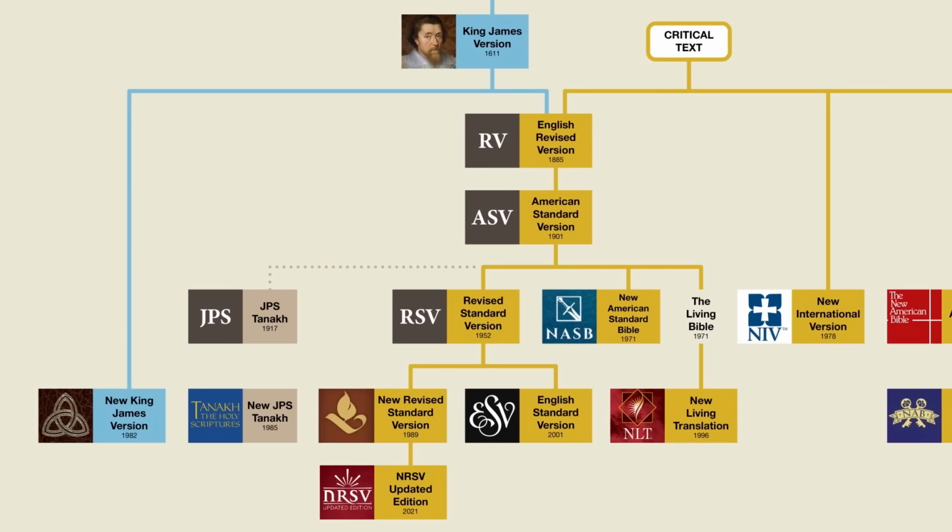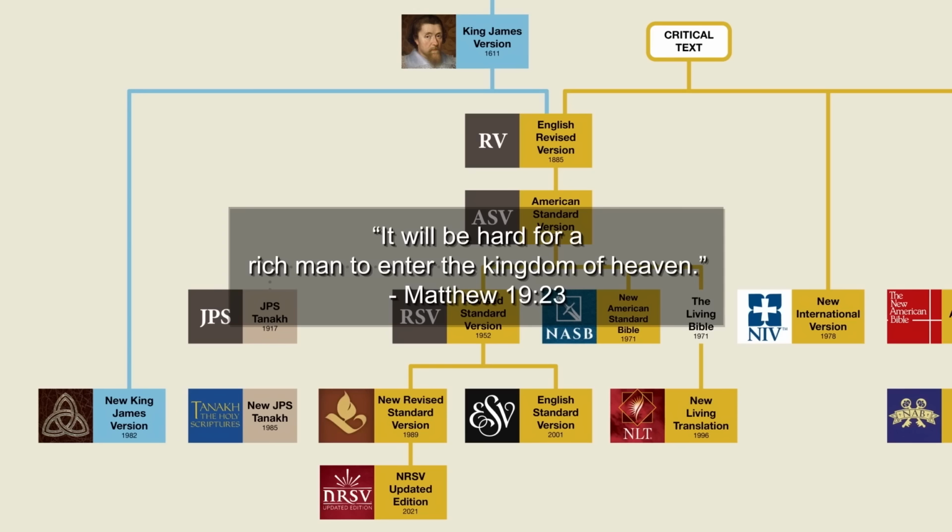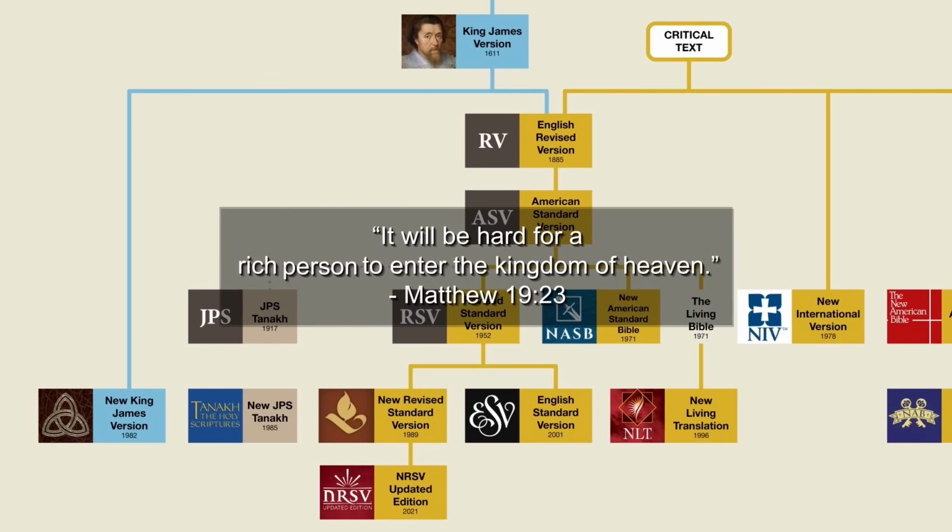And I should point out that one of the main differences between the RSV and the NRSV is that the NRSV is gender neutral. So, for example, Matthew 19:23 in the RSV reads, "It will be hard for a rich man to enter the kingdom of heaven," whereas the NRSV reads, "It will be hard for a rich person."